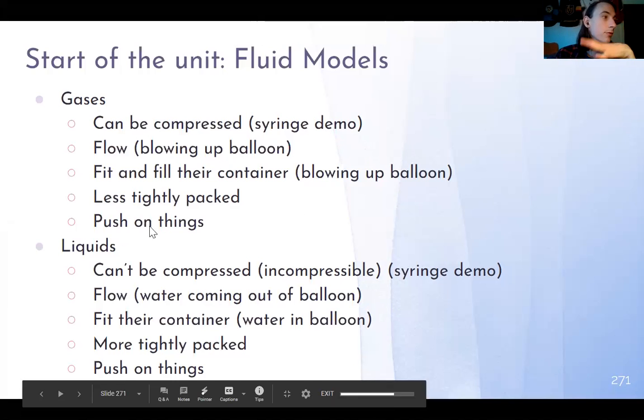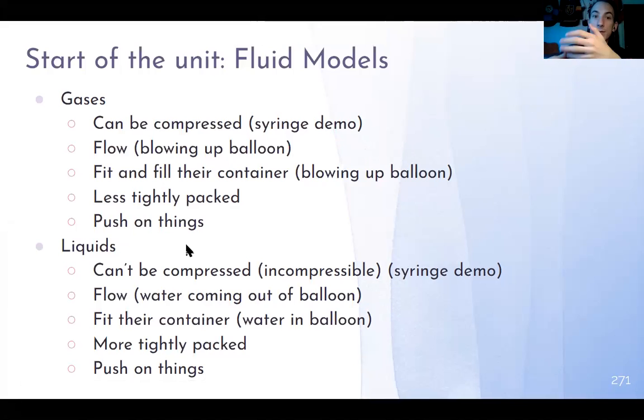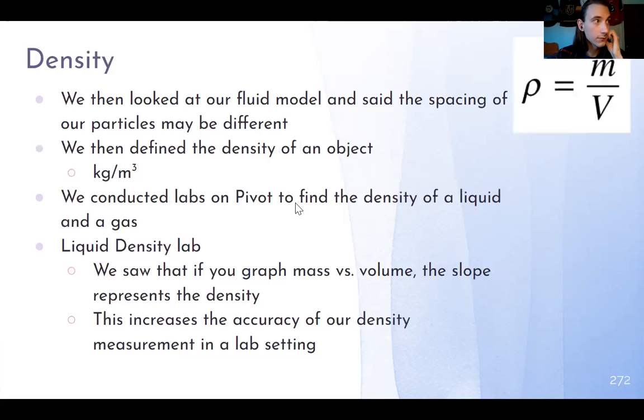And when we look at liquids, we said liquids are incompressible. Same thing with that syringe. We filled it up with water. We saw that we cannot compress it. So if we push on one part of our liquid, the rest of the liquid has to go somewhere. We said liquids can also flow. They also fit their container. They are more tightly packed, which is our rationale for why they're incompressible. There's not as much space between the particles. And again, they can supply a pressure on objects. Then what we did was we said, okay, well, we have this model for fluids.